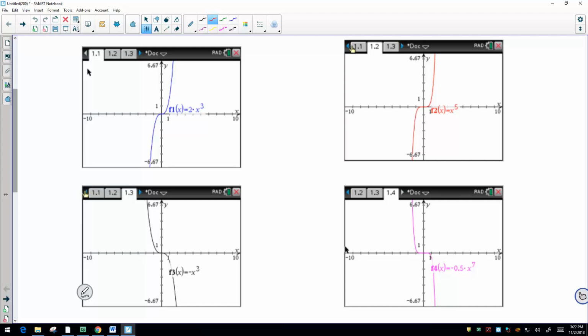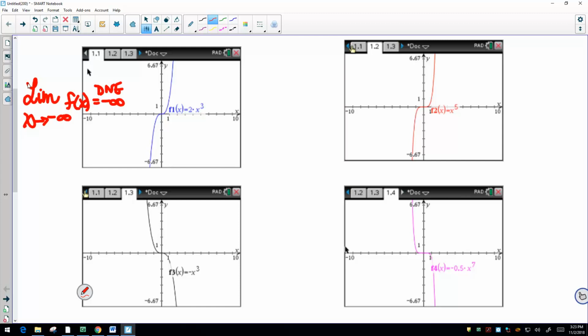So if I look at our top two graphs, they look pretty much the same. I'm just noticing that the equations are a little bit different. We have 2x cubed and x to the fifth. If we were looking at the end behavior for both of them, I could say as x goes to negative infinity, I see my functions going to negative infinity. So the limit doesn't exist, but my graph is pointing down.